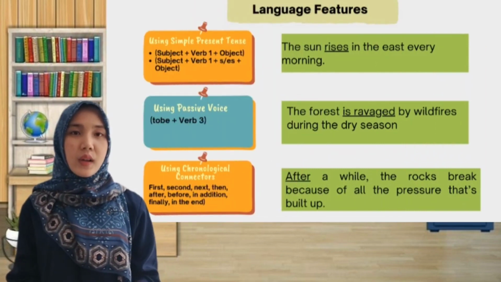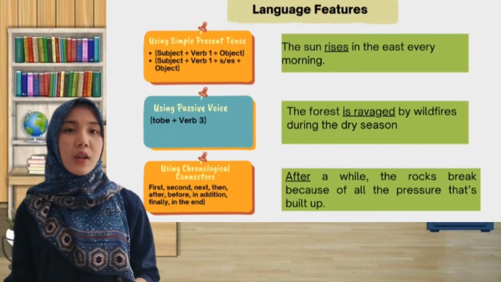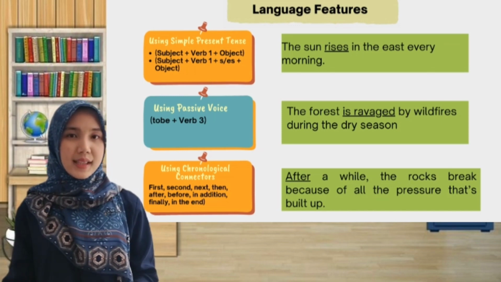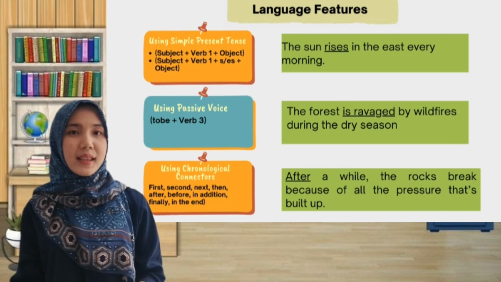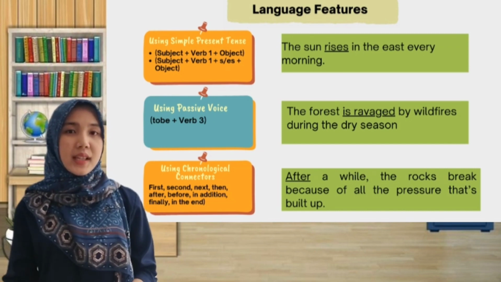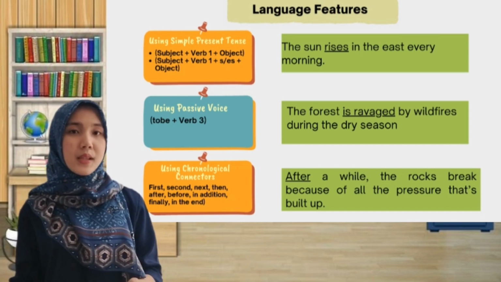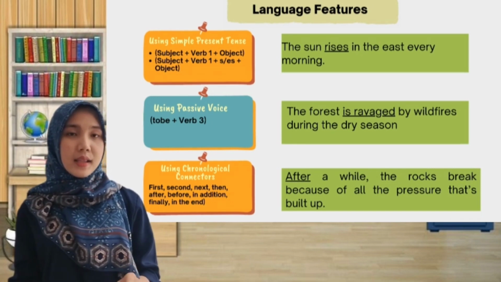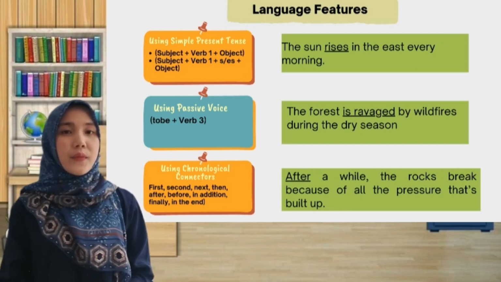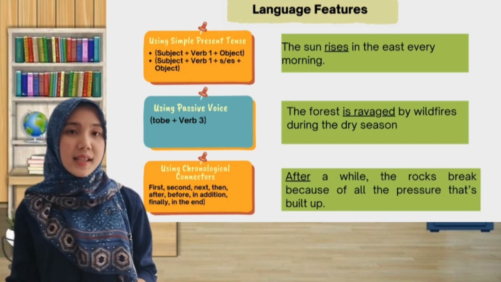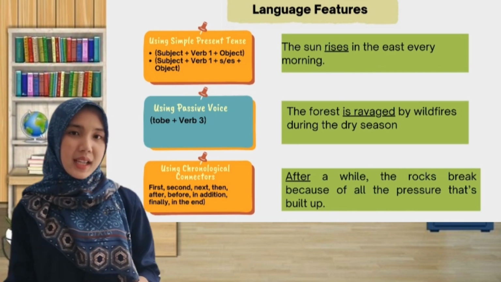So, there are several linguistic characteristics or language features of explanation text. First, use the simple present tense. The simple present tense explains the facts of the event. The sentence pattern is subject plus verb 1 plus object, or subject plus verb 1 plus es or s plus object. For example, the sun rises in the east every morning.